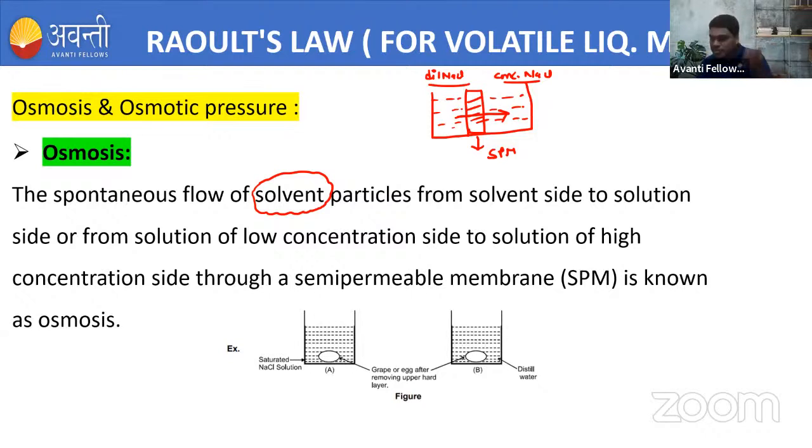And what is osmotic pressure? The minimum pressure which must be applied to stop this osmosis. Now, if you want to stop this osmosis, you need to apply some external pressure. So the minimum amount of external pressure you need to apply to stop this osmosis is known as osmotic pressure, right? So this is how we will define osmotic pressure.